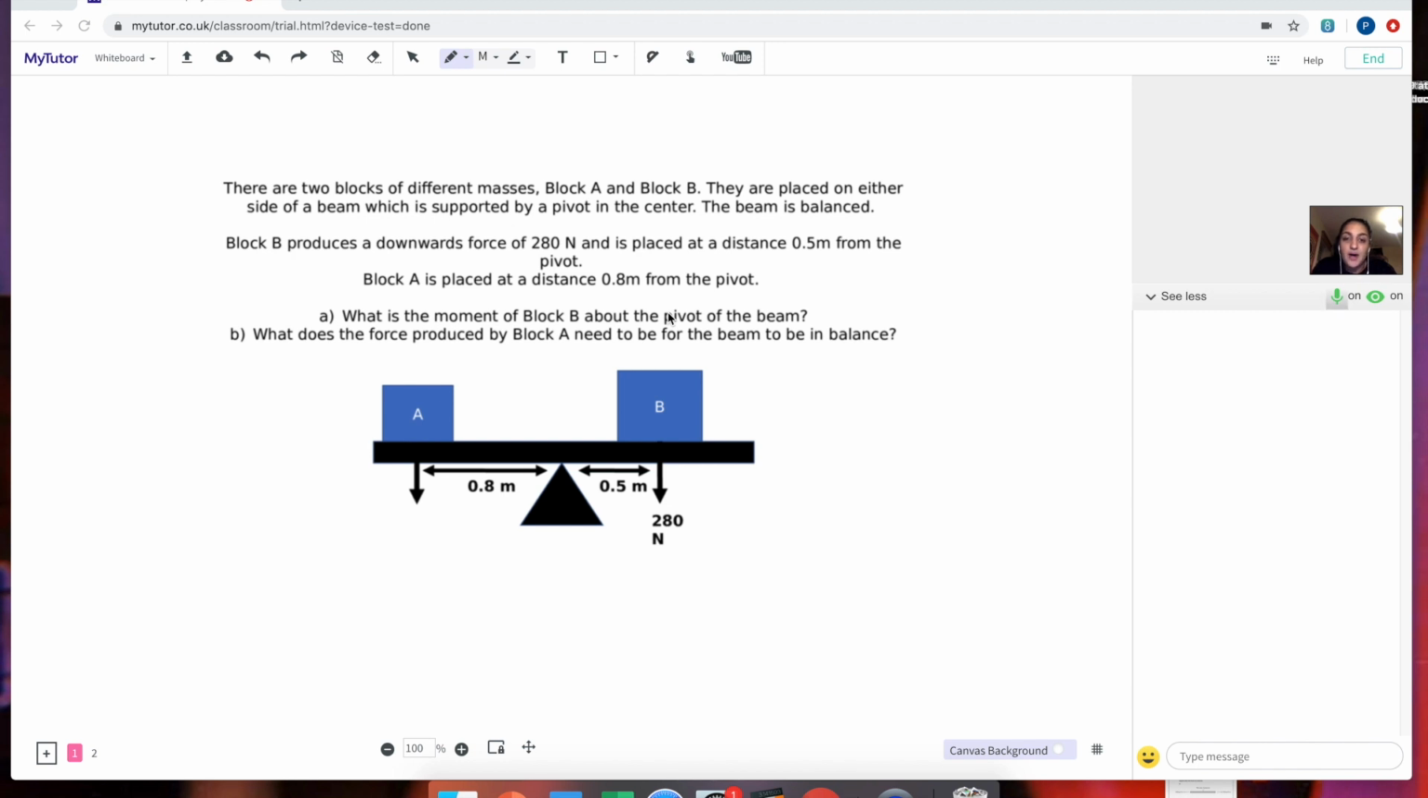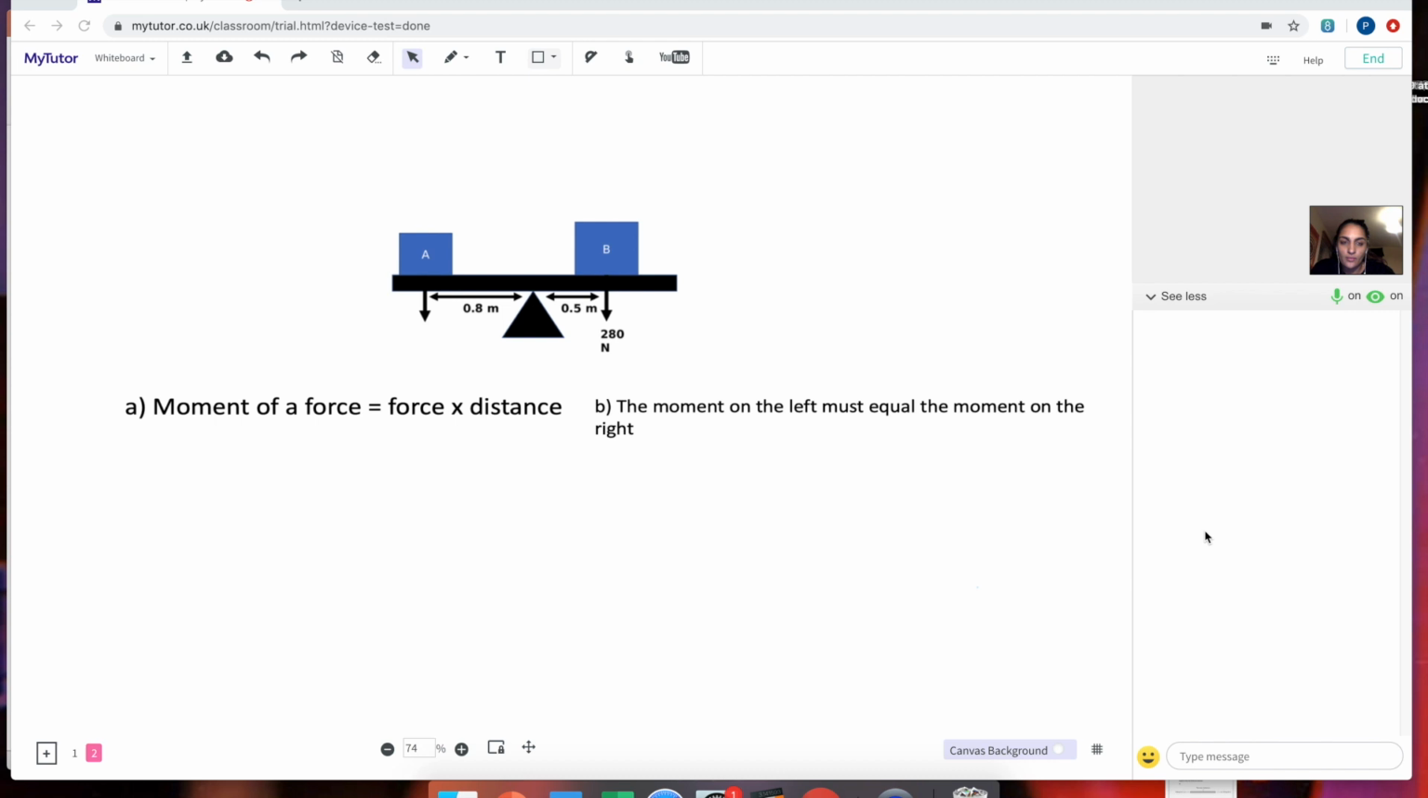So the first part of the question asks us what is the moment of block B about the pivot of the beam? So it requires us to recall the moment equation, which is as follows. The moment of a force equals the force times the perpendicular distance to the pivot. It's already a perpendicular distance, so we can just call it distance.